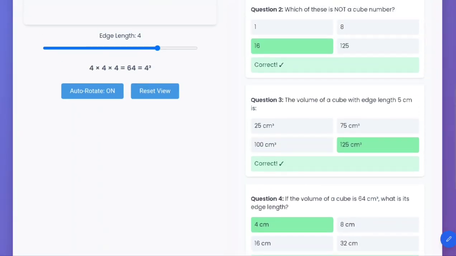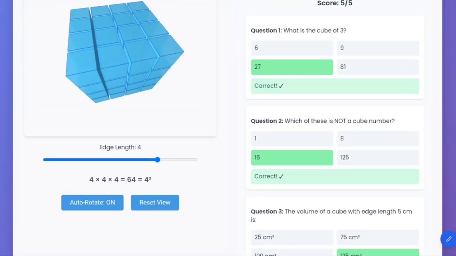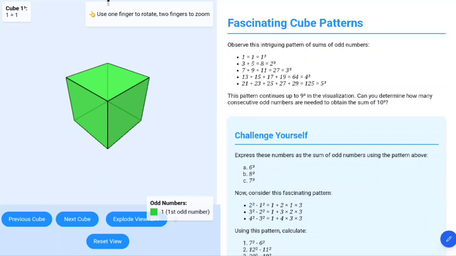Now let us move on towards our next topic of today. Let us talk about some fascinating cube patterns. Again, we have our 3D simulation model, which will make our job easy to understand these cube patterns. Now observe this intriguing pattern of sums of odd numbers, starting from 1.